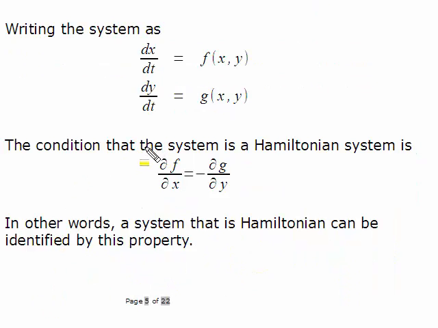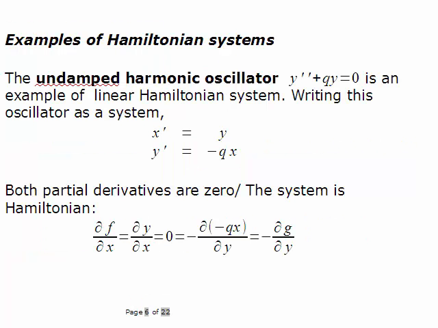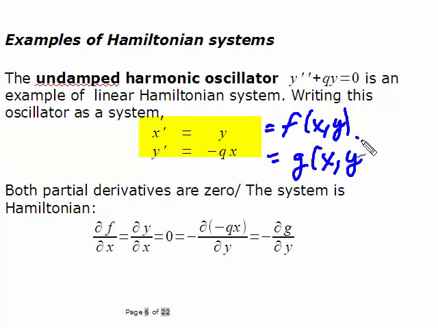And here it is typed out. When the system obeys this, satisfies this condition, then it is a Hamiltonian system. So that's the test that it's Hamiltonian. So here are some examples. One Hamiltonian system is the undamped harmonic oscillator. This is a classical Hamiltonian system, and we can write the undamped oscillator like this. Okay, so y is the function f, and minus q times x is the function g.